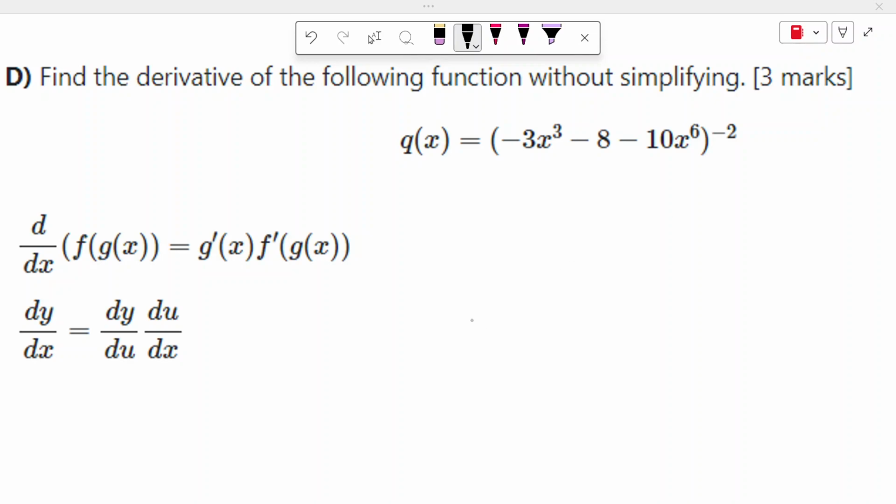Okay, we're going to find the derivative of this function without simplifying. So this one is using the chain rule.